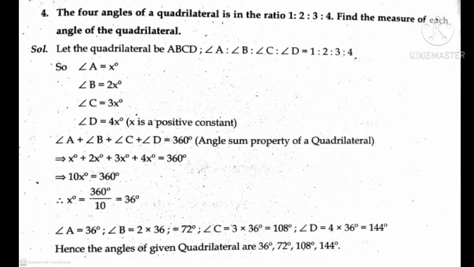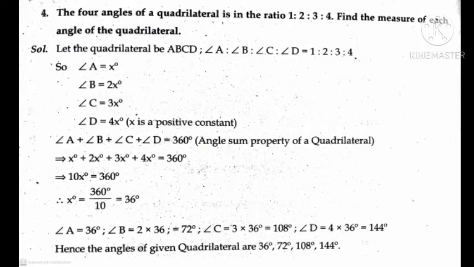Next, fourth question. The four angles of a quadrilateral are in the ratio 1:2:3:4. Find the measures of each angle of the quadrilateral. Solution. Let the quadrilateral be ABCD. Angle A : angle B : angle C : angle D is equal to 1:2:3:4. Therefore, angle A equals x degrees, angle B equals 2x degrees, angle C equals 3x degrees, and angle D equals 4x degrees, since x is a positive constant.